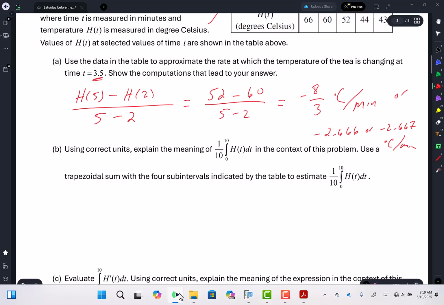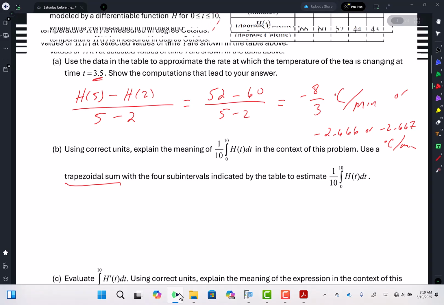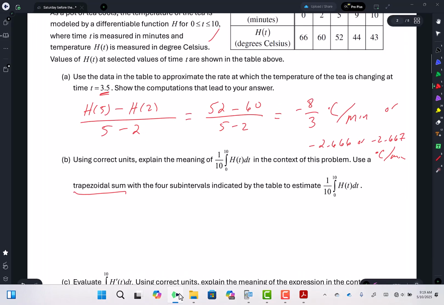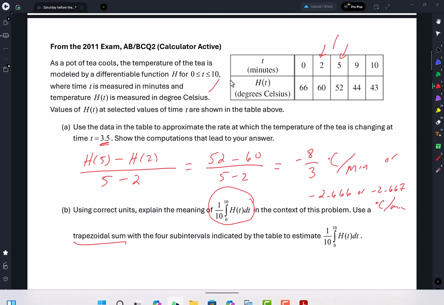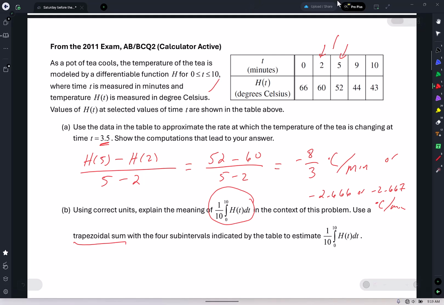This one wants units. Let's see what it says. Using correct units, explain the meaning of 1/10 integral from 0 to 10 of h of t dt in the context of this problem. Use a trapezoidal sum with 4 subintervals indicated by the table to estimate 1/10 integral from 0 to 10 of h of t dt. Okay, before we even get started, what does that mean? Where have you seen this before? We just did it a little while ago. That's average, guys. This is average. So what do you think this is average of?